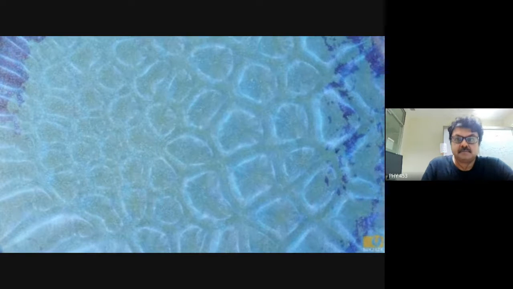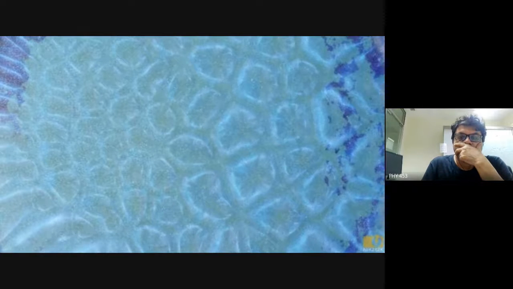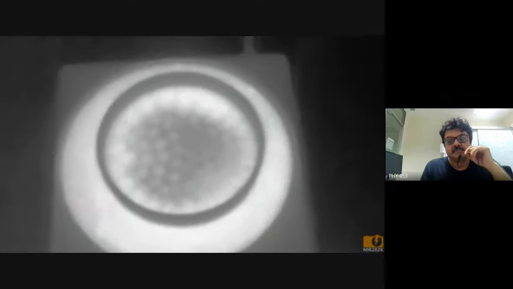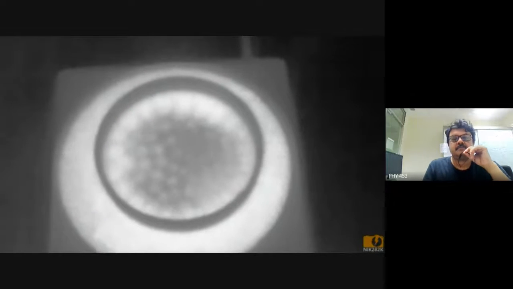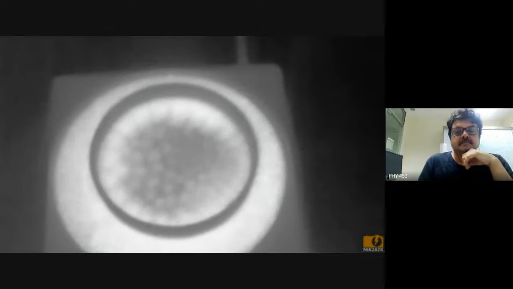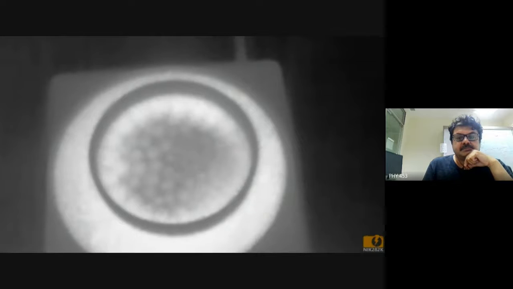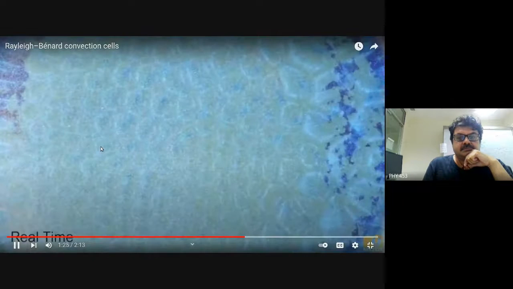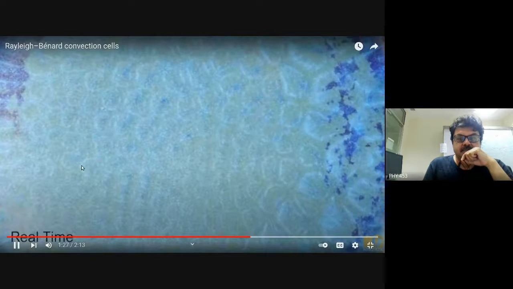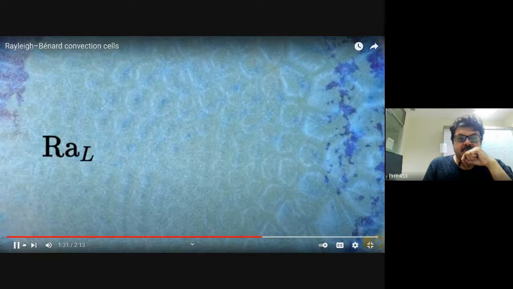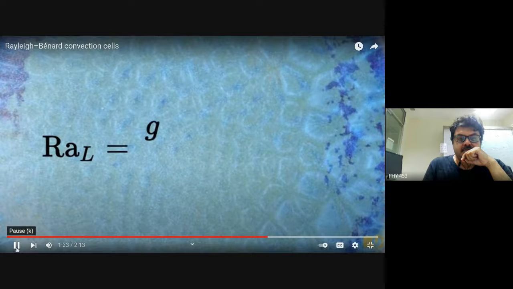Once the cells form, they are very stable provided the temperature doesn't drastically change. Taking a look with the infrared camera, we can see this temperature gradient across the Bernard cells. At the center of each cell, it is much warmer than the edges, forming this dark grid across the surface of the oil. Whether or not the Bernard cells form is determined by a non-dimensional parameter called the Rayleigh number. The Rayleigh number is the acceleration due to gravity.